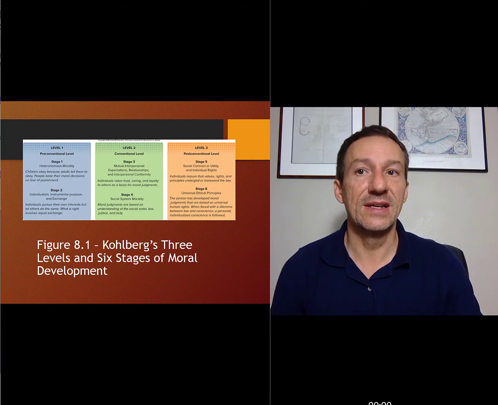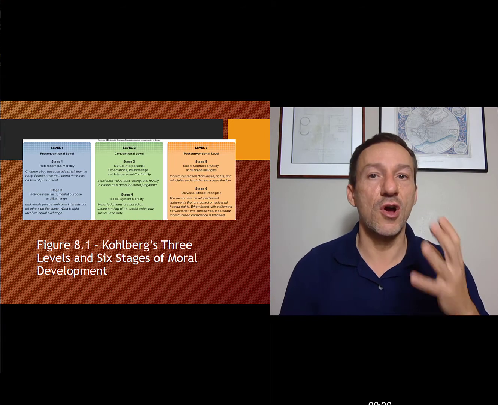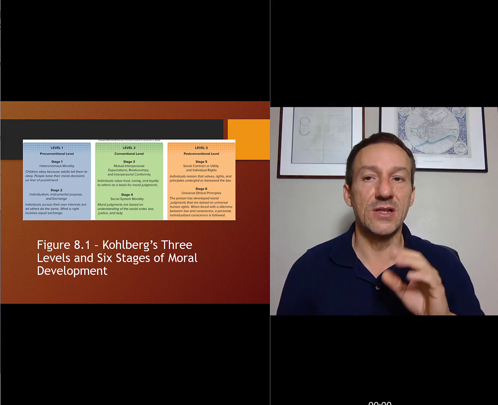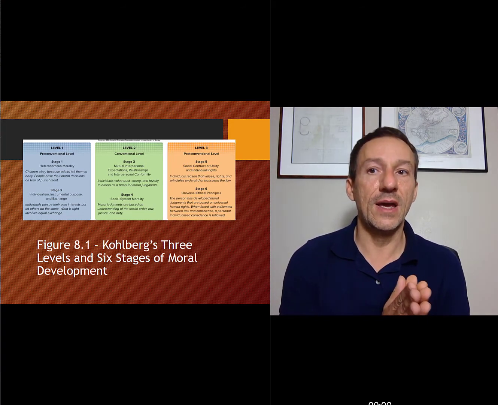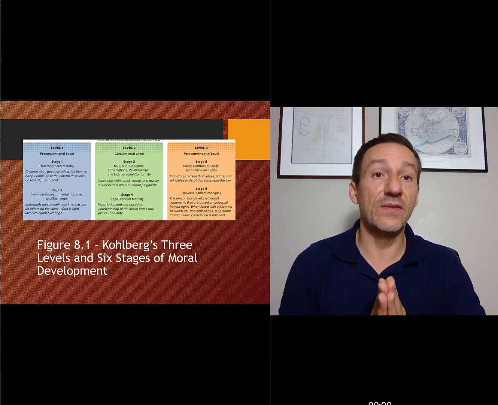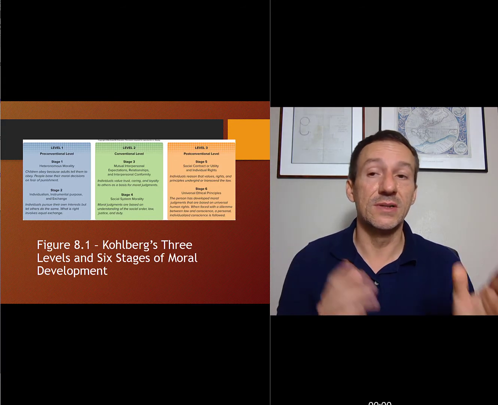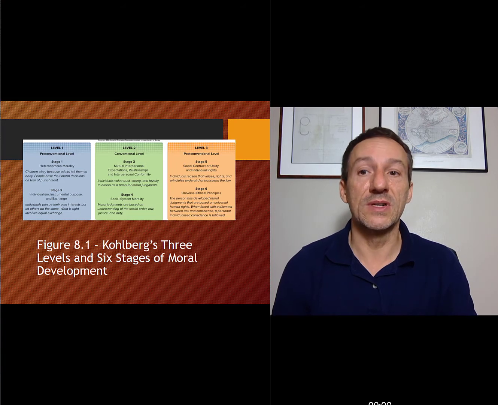Stage 6, the universal ethical principles. So the person has developed their own moral standard based on universal human rights. And so when faced with a decision between following the law and doing what they believe is right, they will go with their beliefs, even if it involves personal risk, being imprisoned, maybe even being killed. They will go with their own morality, no matter what the risks are.